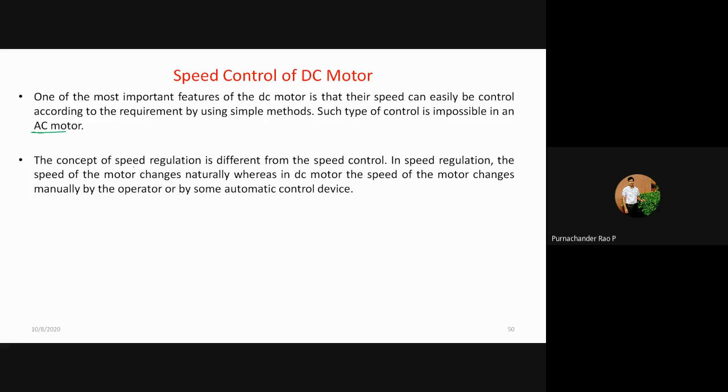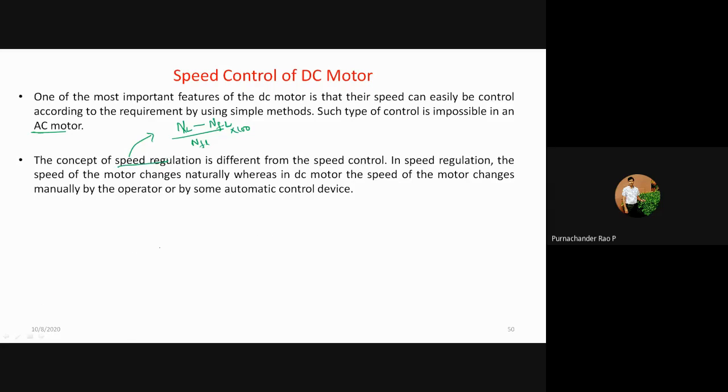Okay, so already we have seen that speed regulation is nothing but the ratio of no load speed minus full load speed, divided by full load speed, into 100. This is called the speed regulation. So under no load condition, your motor runs at almost rated speed, but as the full load is reached, the speed gets reduced. So that is called speed regulation.